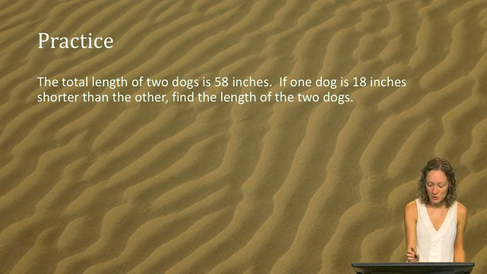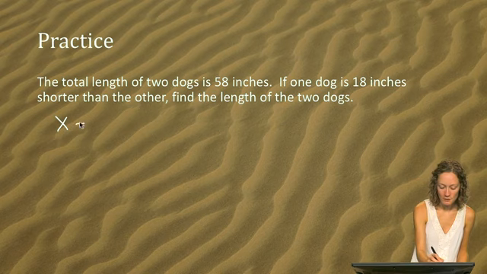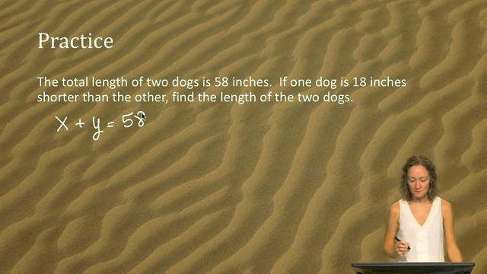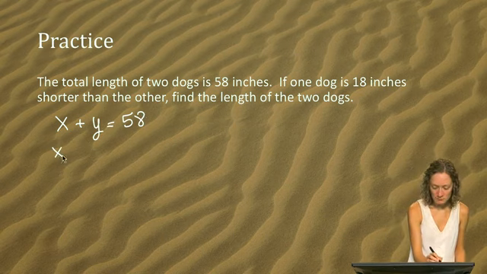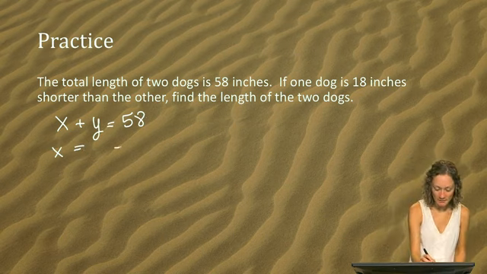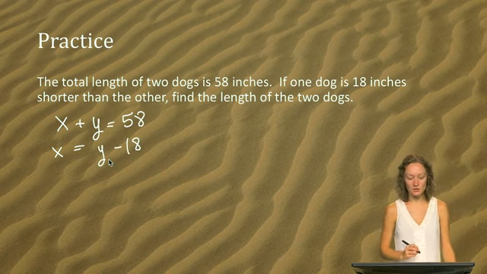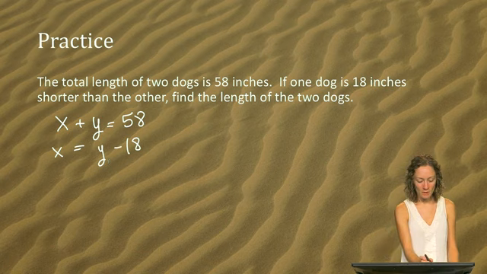The total length of 2 dogs is 58 inches. So a first dog and a second dog together, 58 inches. If one dog is 18 inches shorter, 18 inches shorter means something minus 18 than the other, find the length of the 2 dogs. One dog minus 18 gives you the other dog. Okay, so here's our equations.